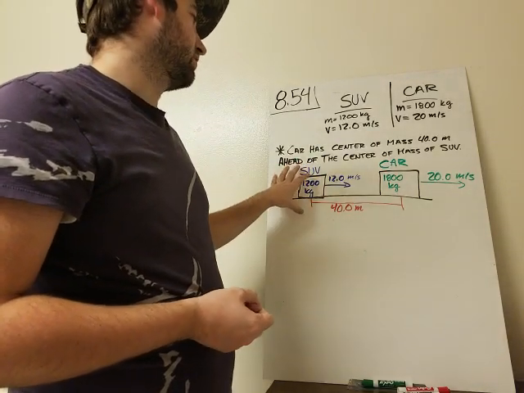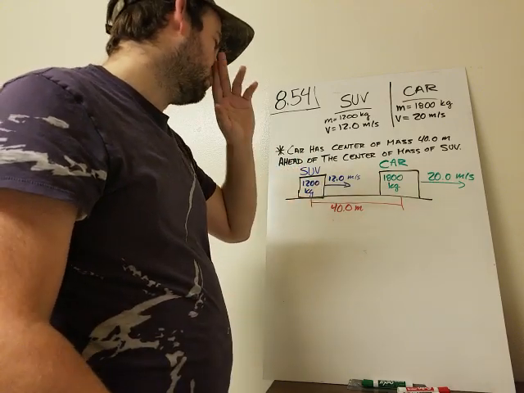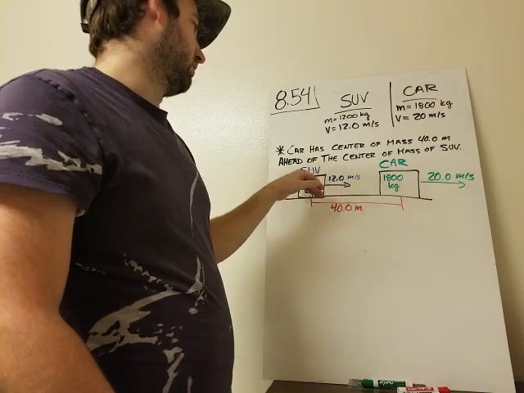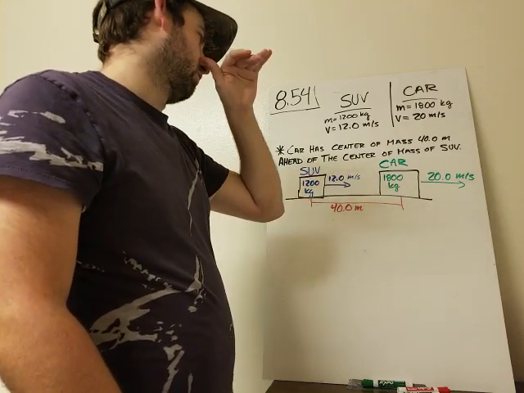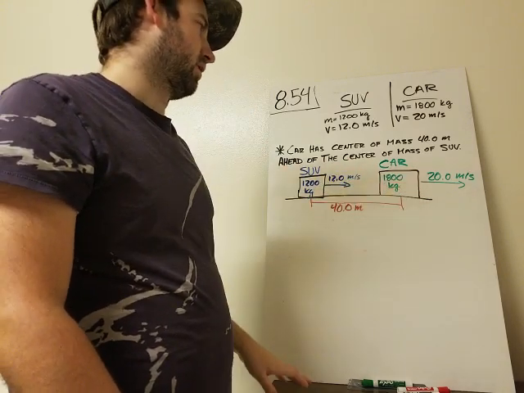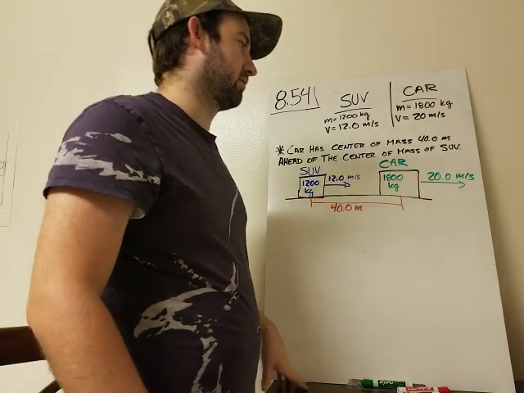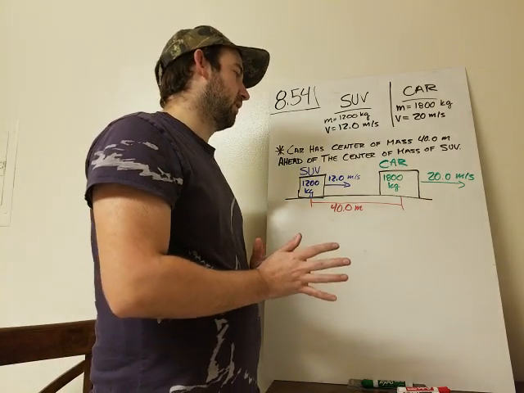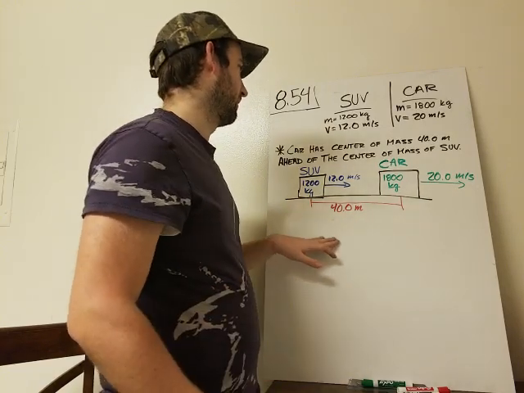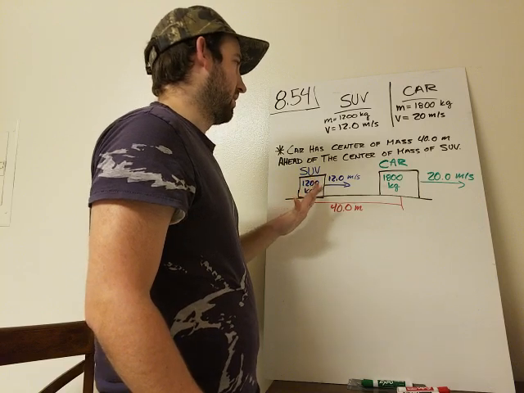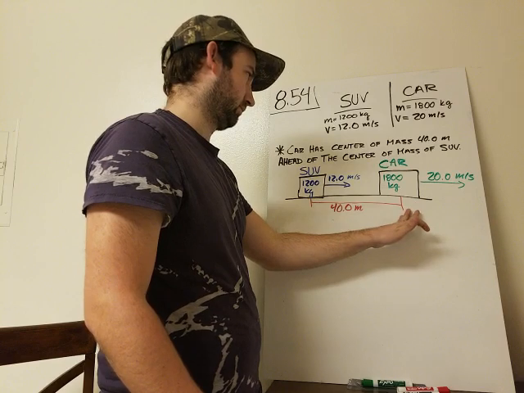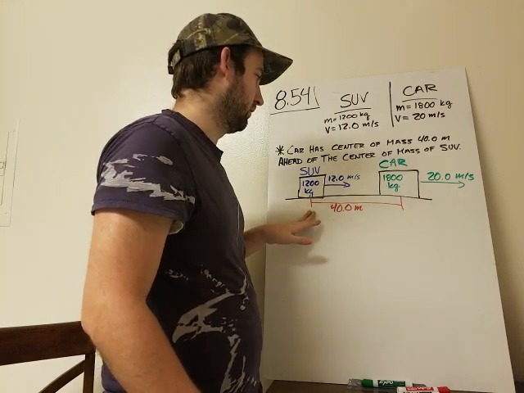So it's saying that there's this SUV traveling along this horizontal road. Its mass is 1,200 kilograms and it's going 12 meters per second. Then ahead of it is a car that has a mass of 1,800 kilograms and is going 20 meters per second. And then it says the car has a center of mass 40 meters ahead of the center of mass of the SUV.